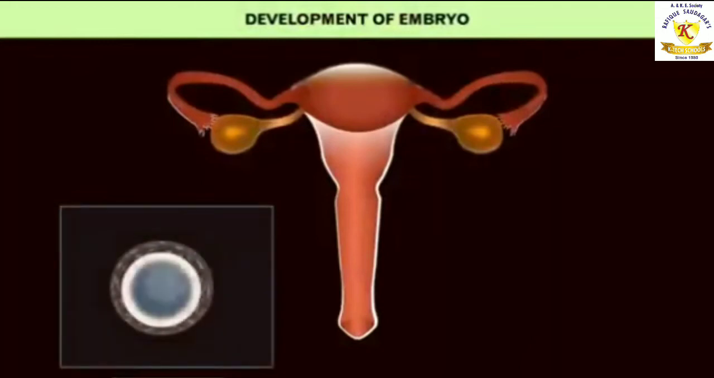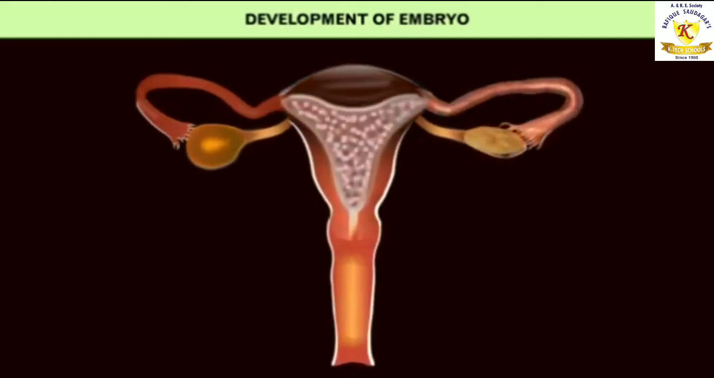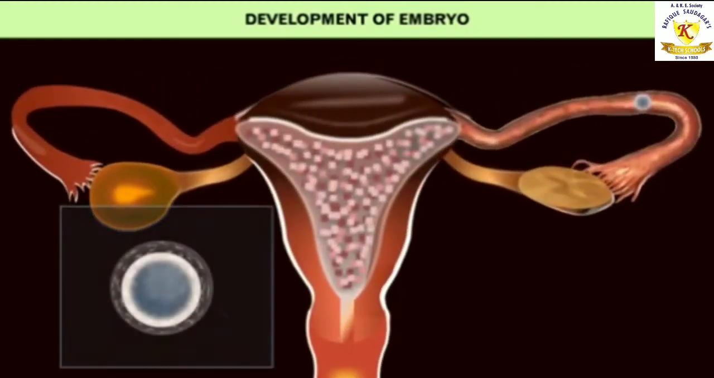So let's see the development of the embryo. Formation of the zygote takes place as a result of fertilization. In humans, fertilization takes place in the fallopian tube. A zygote divides a number of times and forms a hollow ball of cells. The zygote divides repeatedly to give rise to hundreds of cells.